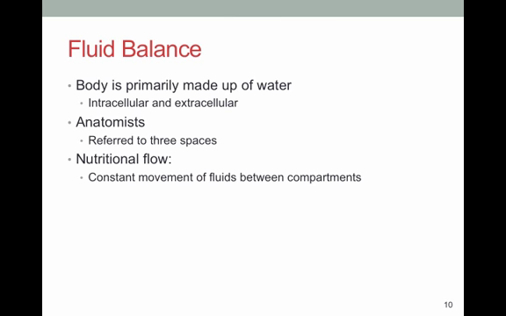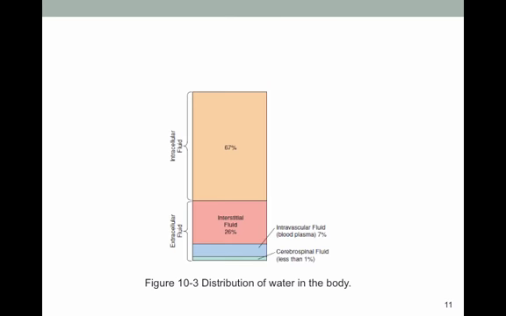Fluid flow, also in this section. Constant movement of fluid between compartments. Fluids can move from outside to inside the cells and from compartment to compartment by diffusion and osmosis. And this is a breakdown. This is figure 10.3 in your book. Distribution of water in the body.